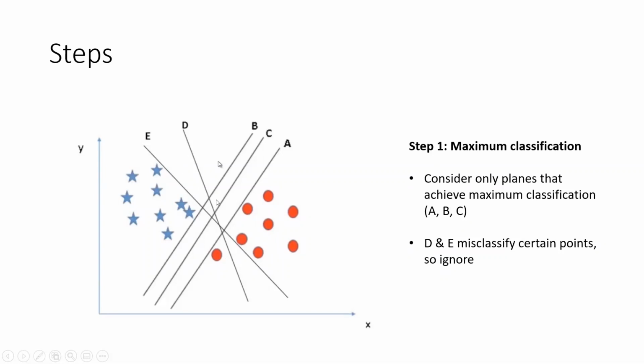So D and E do not achieve your objective of maximum classification. But on the other hand, if you see A, B, and C, all of these 3 planes perfectly classify these 2 classes separately. You take plane B, for example: all the stars lie to the left of B and all the circles lie to the right of B. Similarly for A and C. So this is what is meant by the maximum classification, which is the first step followed by the SVM algorithm.